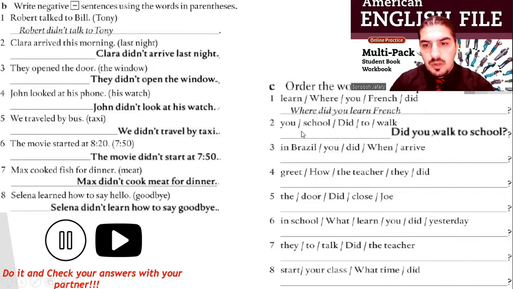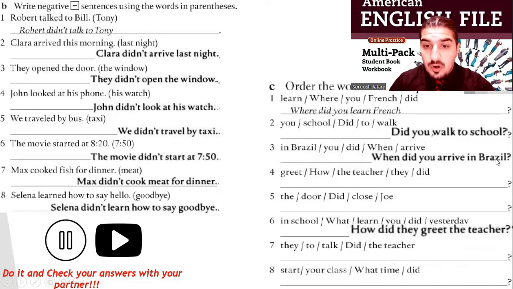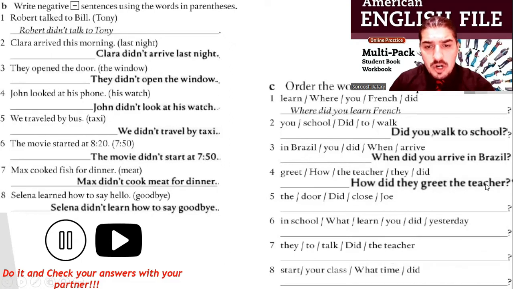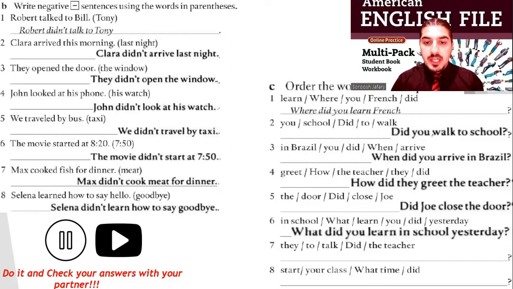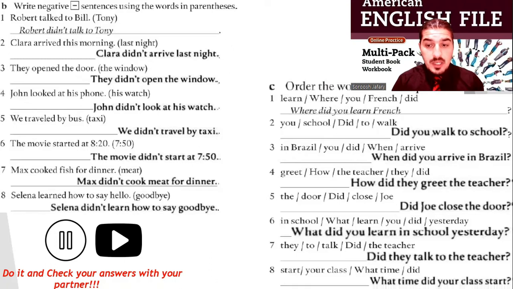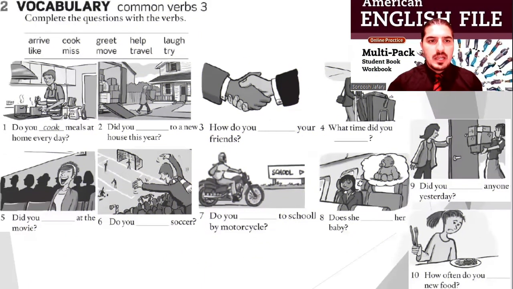Number two, did you walk to school? Number three, when did you arrive in Brazil? Number four, how did they greet the teacher? Number five, did Joe close the door? Number six, what did you learn in school yesterday? Number seven, did they talk to the teacher? Number eight, what time did your class start? Well done, you did very good. Keep it up. In the next part, vocabulary, common verbs.